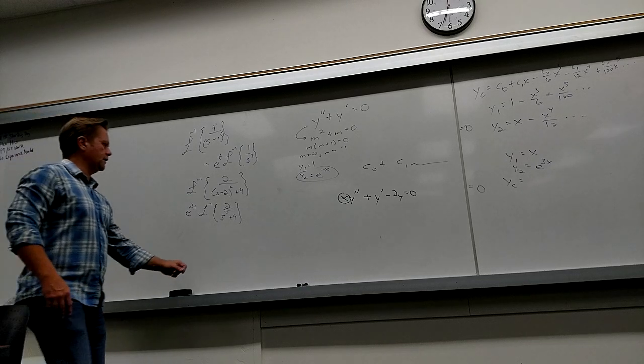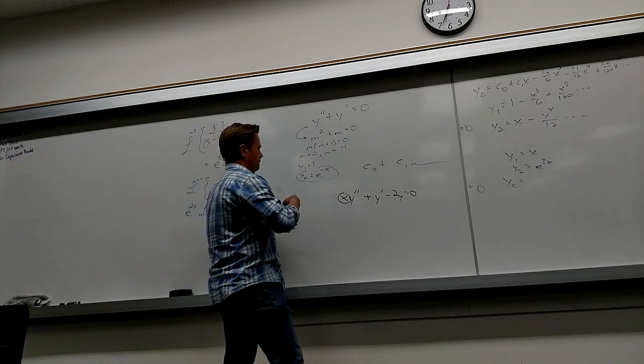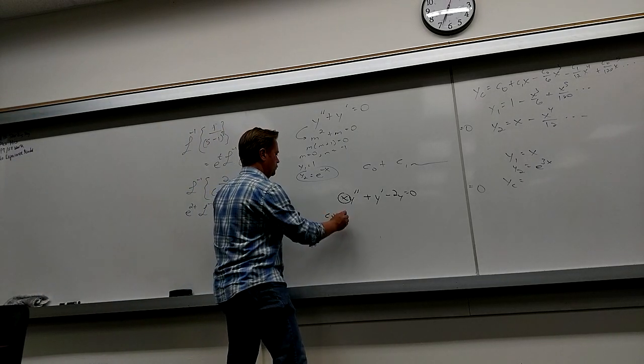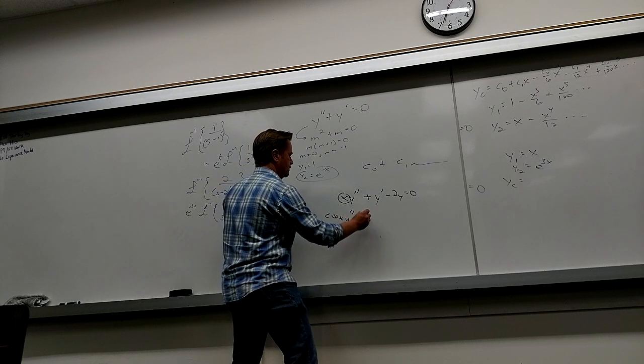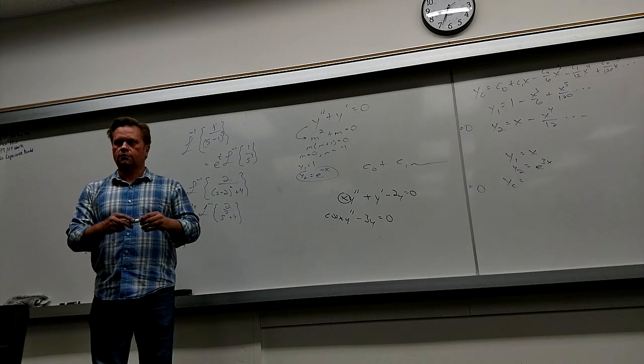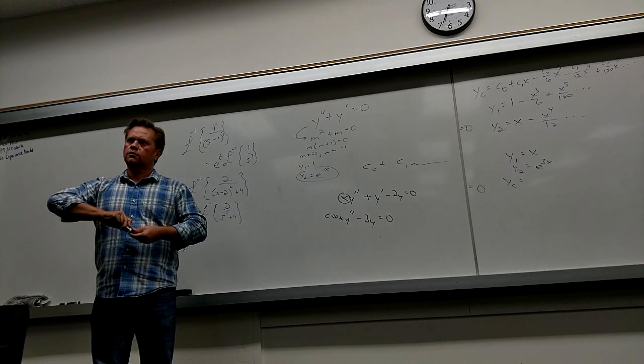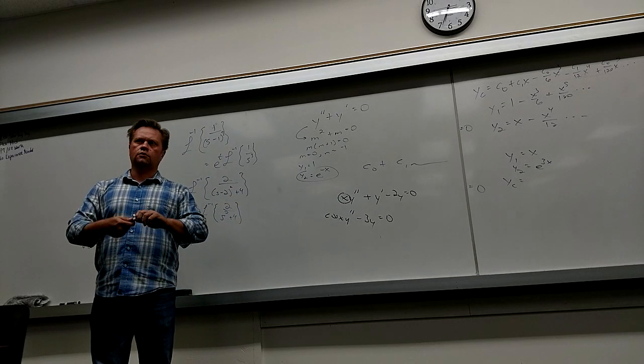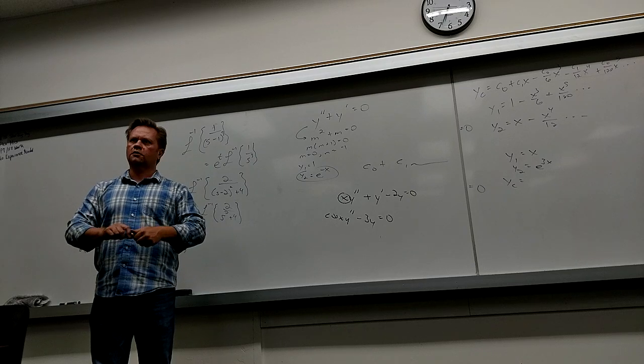So what if I had cosine x y double prime minus 3y equals 0? You divide by cosine. Cosine of 0 is not 0. So it's ordinary.